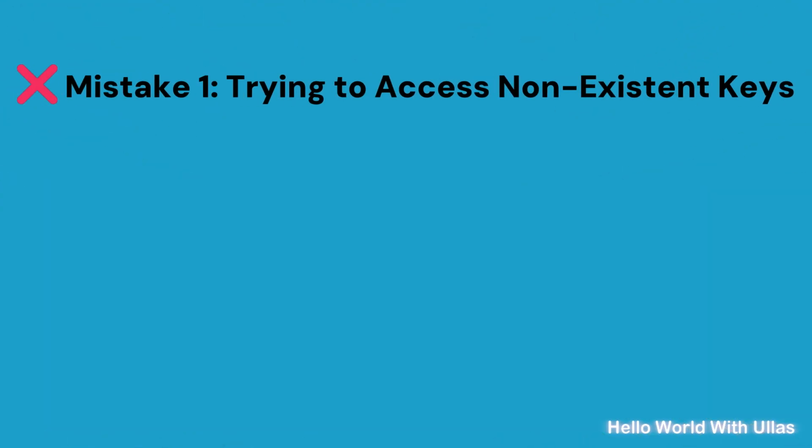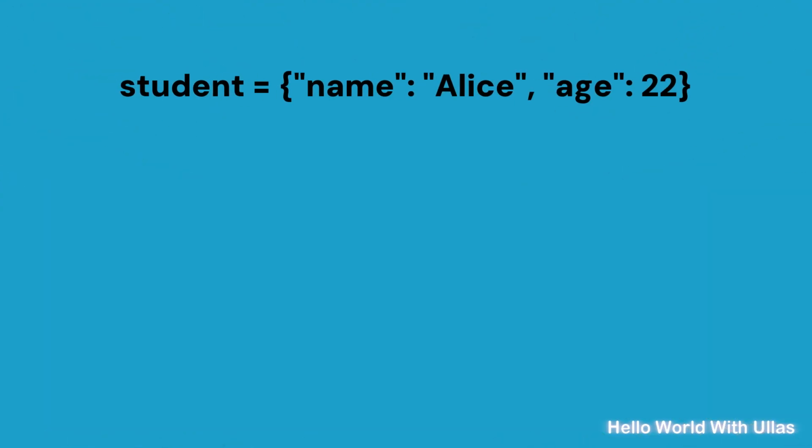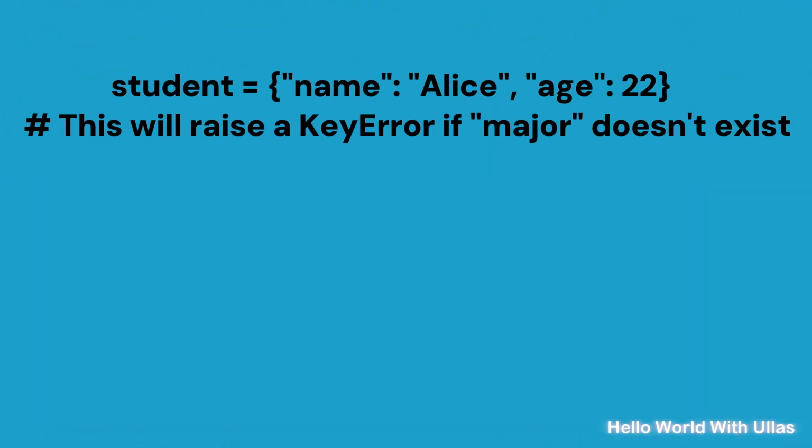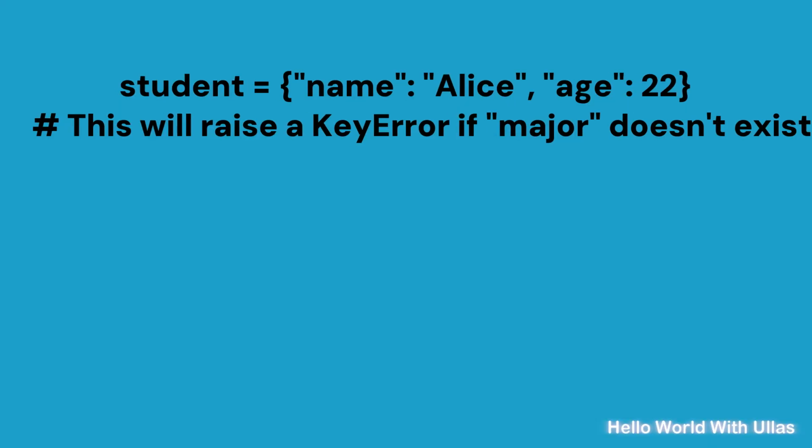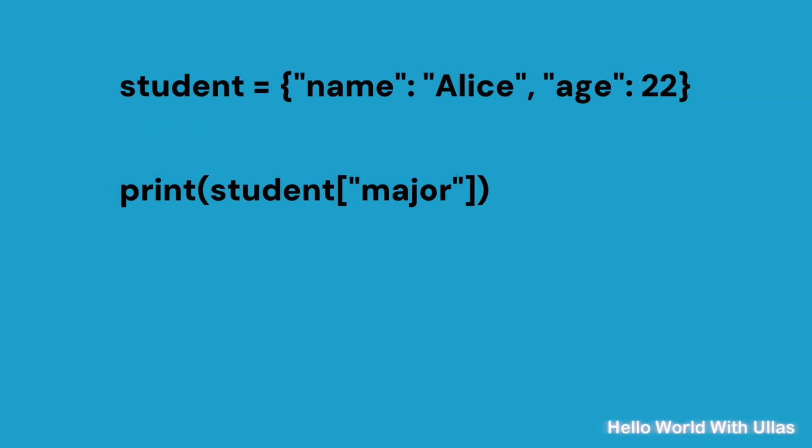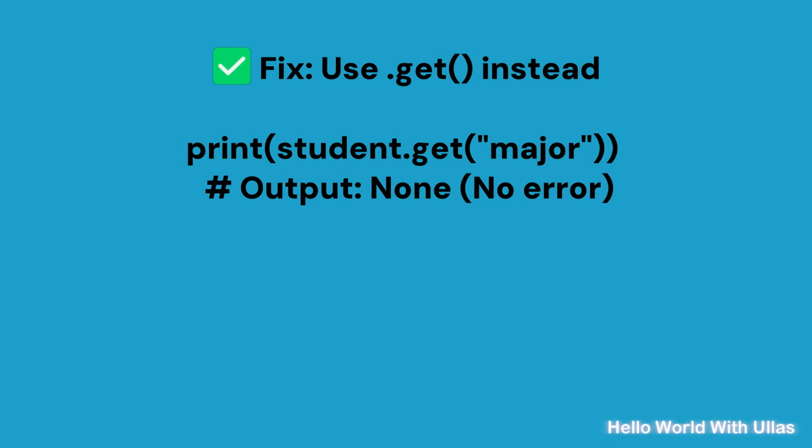Mistake 1. Trying to access non-existent keys. Let's say we have a student dictionary with name and age. So this will raise a key error if major doesn't exist. If you write print student of major, it will give an error. To avoid that error, we have to write the .get function instead of directly accessing it.